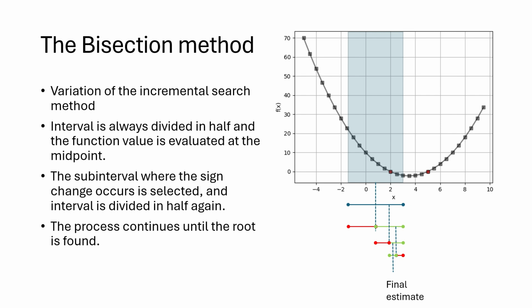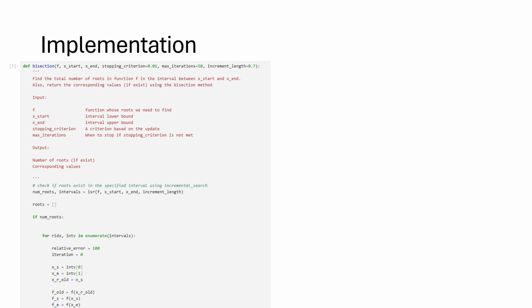In the bisection method, the root is estimated to be at the midpoint of the selected interval for a specific iteration. The bisection function takes the quadratic function, the start and end values of the evaluation interval, stopping criterion based on precision, and the maximum number of iterations as arguments.